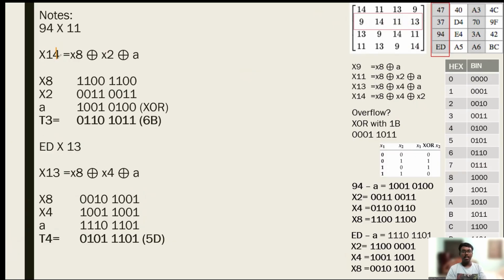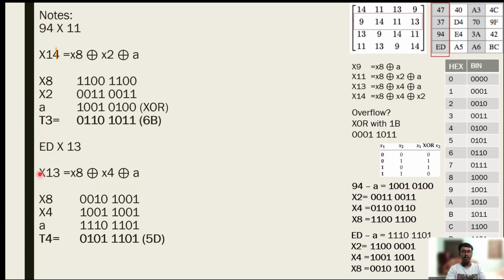So this is 11, not 14. This is 11. So we got x8, x2, and a. And we just copy paste the value of 94, x2, x8 value. And we're going to just XOR it. We'll get this answer. And for ED, we got x2, x4, and x8.